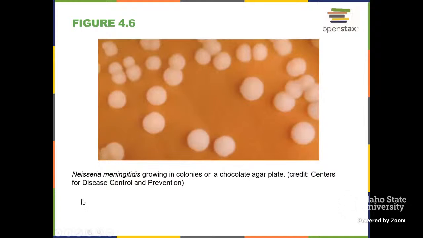So this image, this is a bacterium called Neisseria meningitidis. This is a bad one, all right? This is a type of bacteria that causes meningitis, bacterial meningitis. There are a handful of potential culprits, all right? But as far as the bad ones go, this is number one on the list, all right?